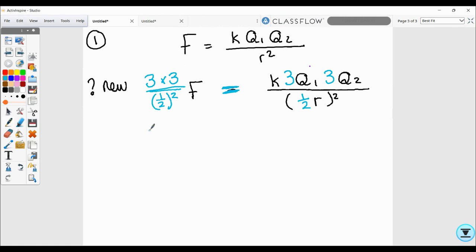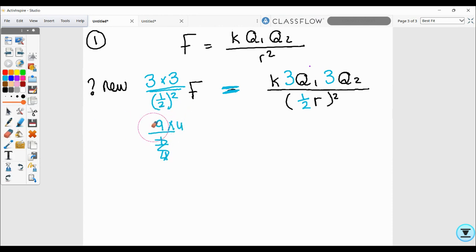What do you get? 36. Sorry, no, 3 times 3 is 9, times 4, yeah, it's 36. Is it 36? Yeah, sorry, my maths was bad there. See, I should have used my calculator. Because you end up with a 9 over 1 over 4, so that becomes 9 times 4.